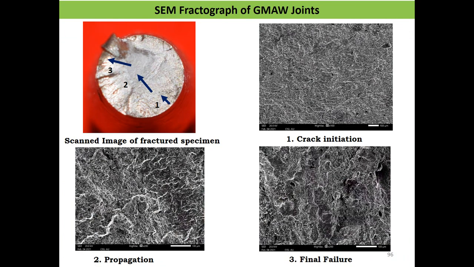Same fractograph of the GMAW joint. This is a scanned image. Again, crack initiation is clearly visible here, where the crack initiated and propagated up to this stage. When it reaches the third stage, final failure will occur.